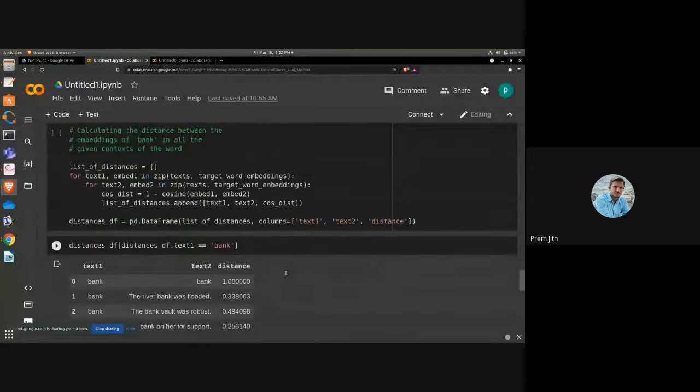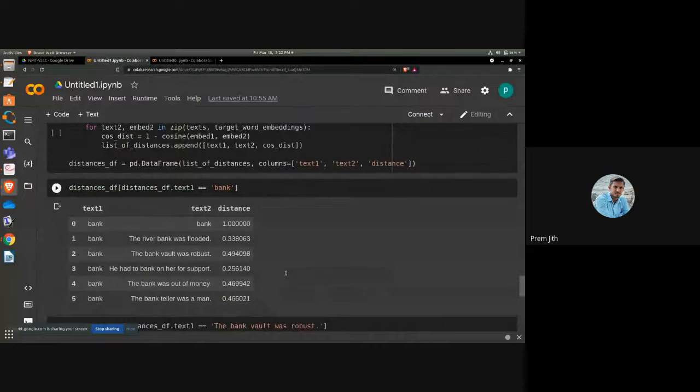Okay, so this is for computing the distance. So bank and bank, you can provide the word bank. Bank and bank are both similar. The similarity between the bank and the sentence "river bank was flooded" is too low. And "the bank vault was robust" has the maximum probability.